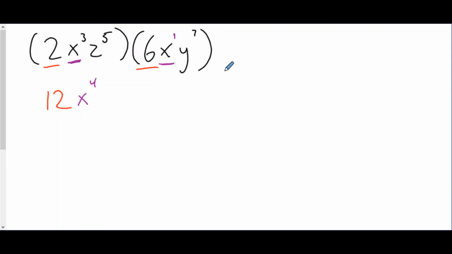And then my y's is y to the 7th and z's z to the 5th. And while it doesn't technically matter what order you put the variables in, you do usually want to write them in alphabetical order, so that's why we did x, y, z. All right, on to the next slide.